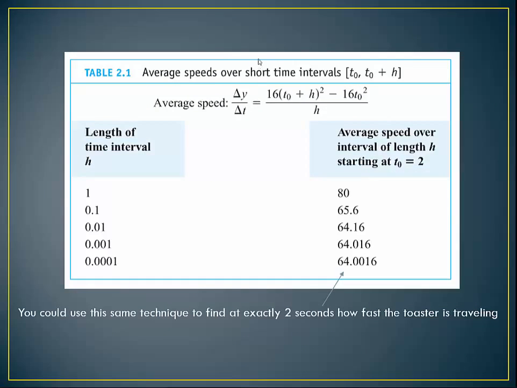All right, we went through that at exactly 1 second. Well, you can do the same thing at exactly 2 seconds. You can go from 2 to 3, from 2 to 2.1, and you can let h approach 0, and you will see that your value is approaching 64. So in other words, this is saying that the toaster is traveling at exactly 2 seconds, 64 feet per second.